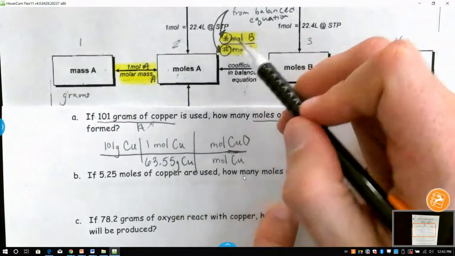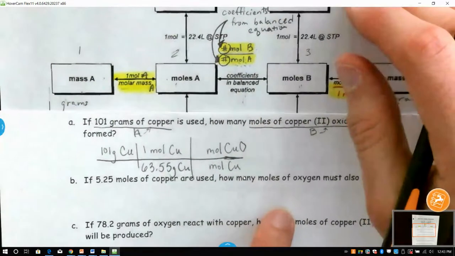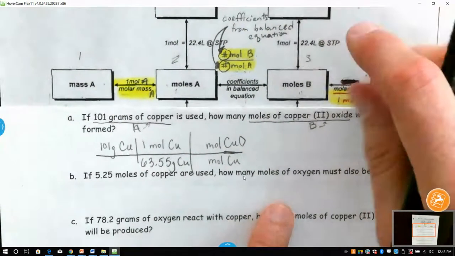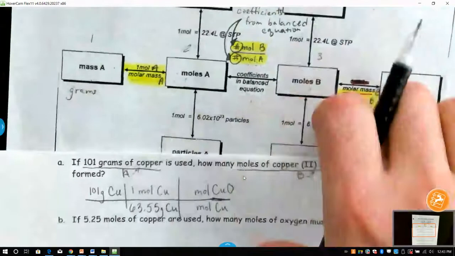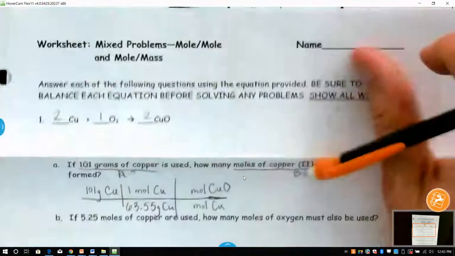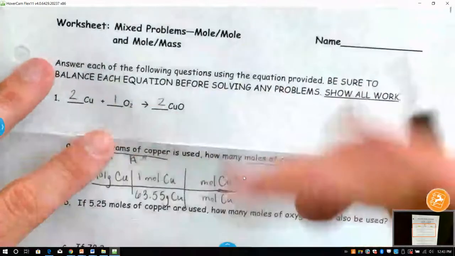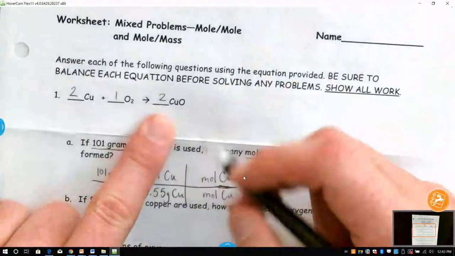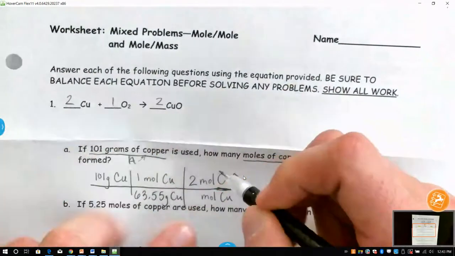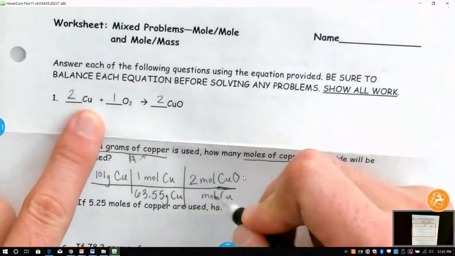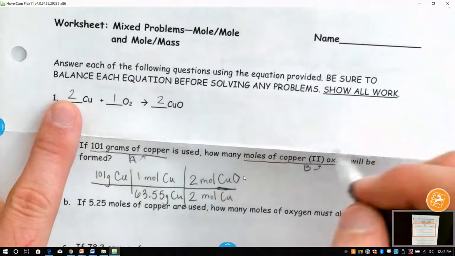Now, these little numbers here, these hashtags, they come from the coefficients of that balanced equation. So let's take a look at the balanced equation real quick. We have a 2 and a 1 and a 2. 2, 1, 2. The coefficient in front of copper oxide is 2, so we're going to write that. The coefficient in front of copper is 2. We have that.